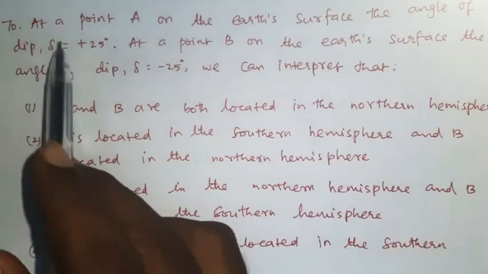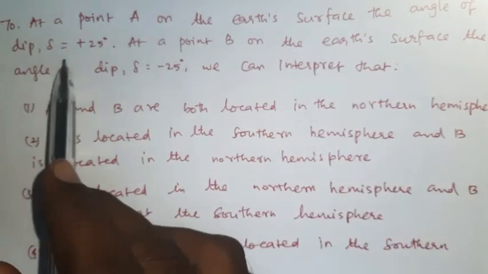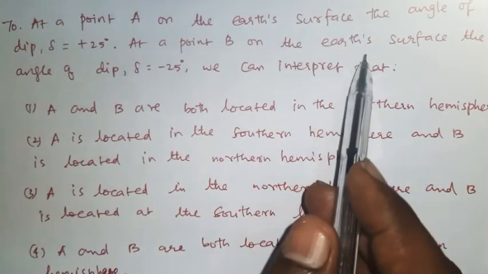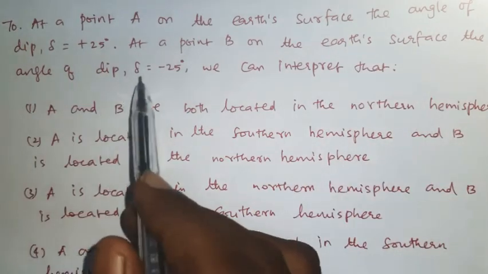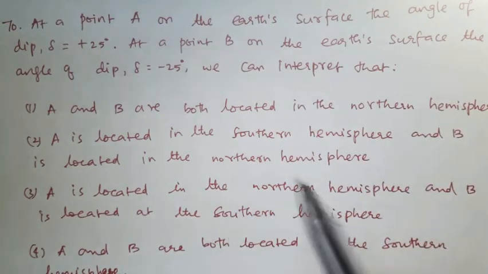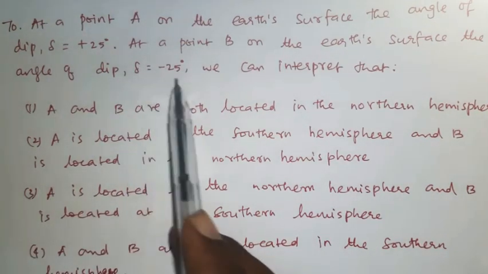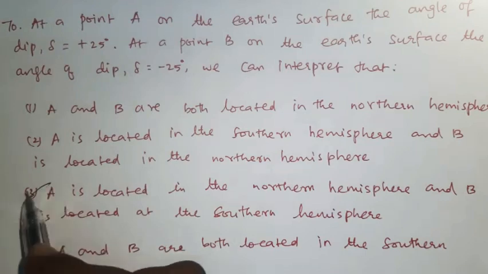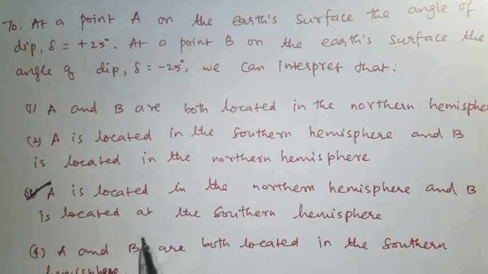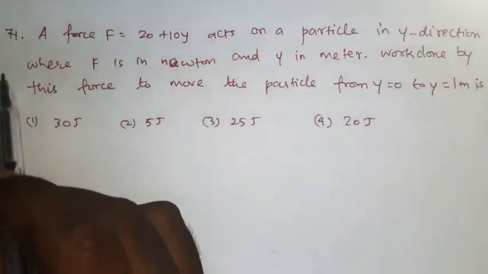Question number 70. At a point A on the Earth's surface, the angle of dip is +25 degrees. At a point B on the Earth's surface, the angle of dip is -25 degrees. We can interpret that in the northern hemisphere the angle of dip is positive, and in the southern hemisphere the angle of dip is negative. So according to that, the third option is the right answer. A is located in the northern hemisphere because the angle of dip is positive, and B is located in the southern hemisphere because it is negative.